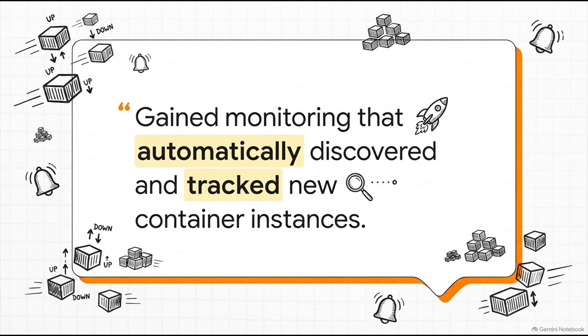Let's ground this in a real-world scenario. Imagine a growing business running a bunch of containerized applications. Because they're scaling rapidly, their services are spinning up and down all day long. By deploying Prometheus, teams in this exact situation know that they finally gain monitoring that automatically discovers and tracks those new container instances. No more manual reconfiguration every single time an instance spins up. Plus, using PromQL, they can build really sophisticated, customized alerts, like instantly knowing if error rates across a whole cluster suddenly spike past a specific threshold.